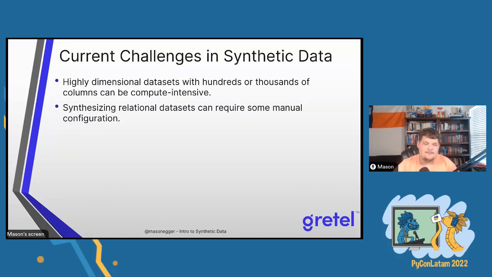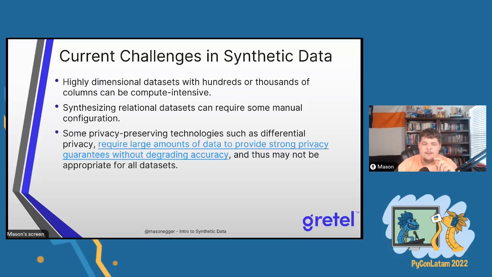We're making strides in this every day, but being able to maintain those inner-table relations, you'll need to do a little bit of manual configuration. Some privacy preserving technologies, such as differential privacy, require very large amounts of data to provide strong privacy guarantees without degrading accuracy. So it's not necessarily appropriate for all data sets. And then synthetic data just takes time and effort to generate. It takes time to train these models.